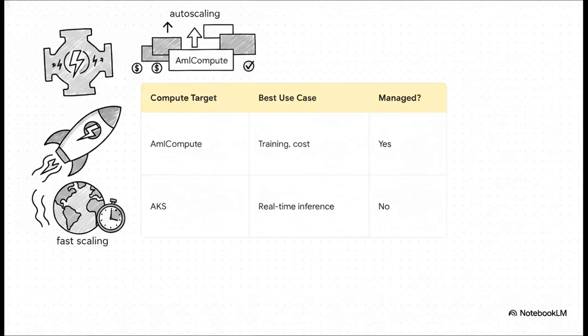Okay, once you have your workspace, you need an engine to actually run your workloads. On the AI-300 exam, you'll definitely be tested on choosing the right compute target for the right job. For training workloads, managed compute clusters, specifically AML compute, are your best friend. Why? Because they automatically scale for you. You literally only pay for what you use, which gives you that sweet cost predictability that leadership always wants. But for real-time inference in production, where you need blisteringly fast scaling and super low latency, that's when you bring in Azure Kubernetes Service, or AKS.